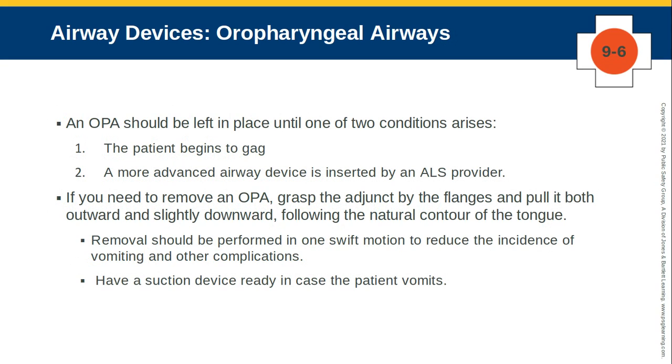Leave that OPA in place until the patient begins to gag as their responsiveness returns, or a higher level of medical care uses a more advanced airway device. To remove, we want to grab it by that kind of trumpet flange at the top and just pull it outward and downward, following the curvature of the device, the contour of the tongue.